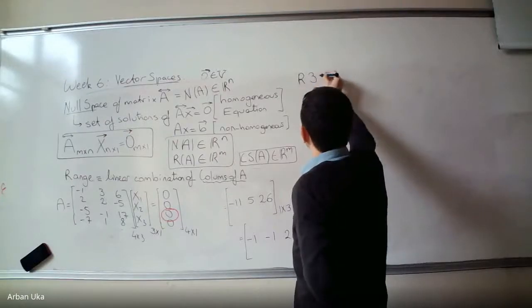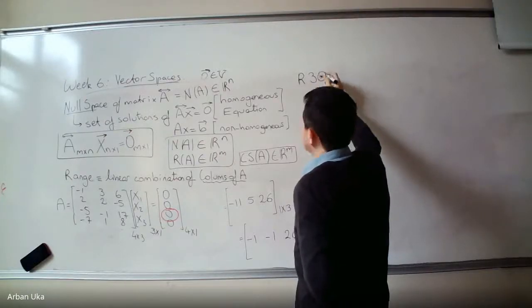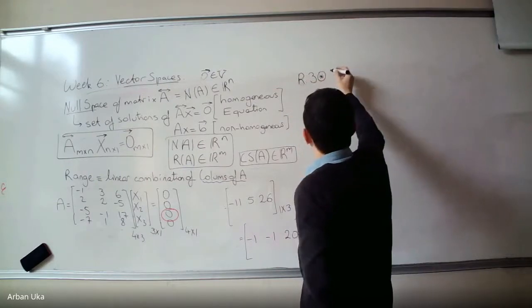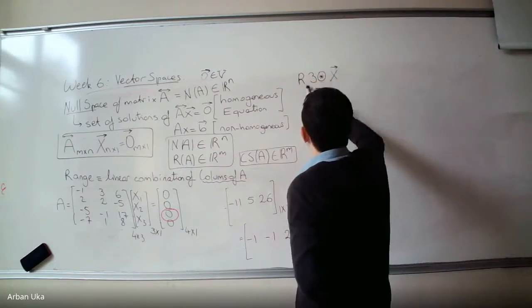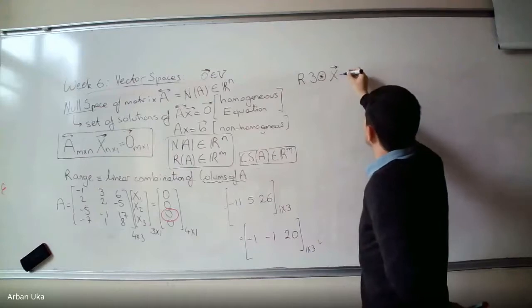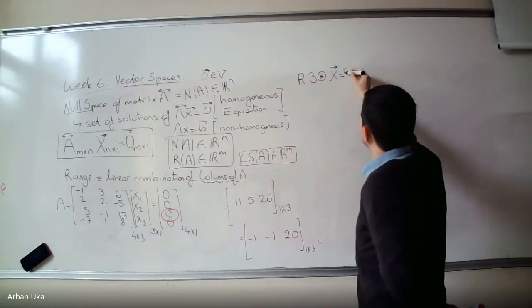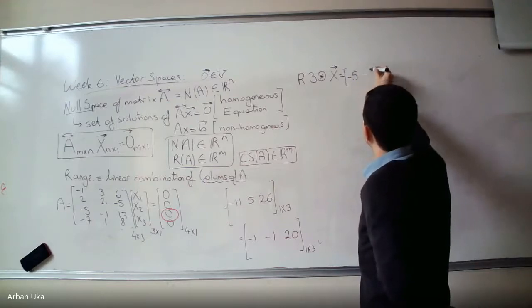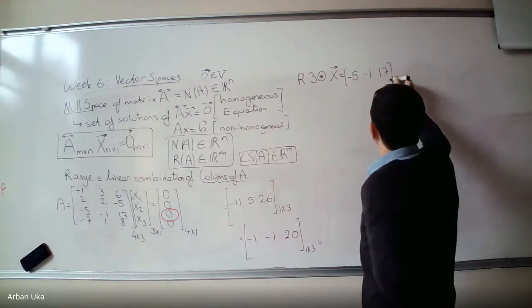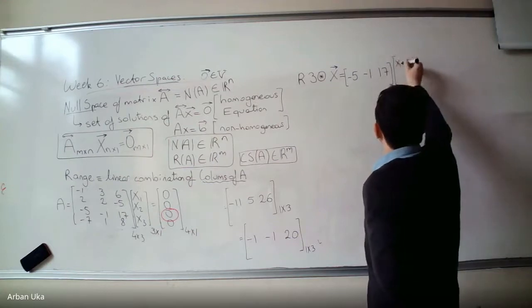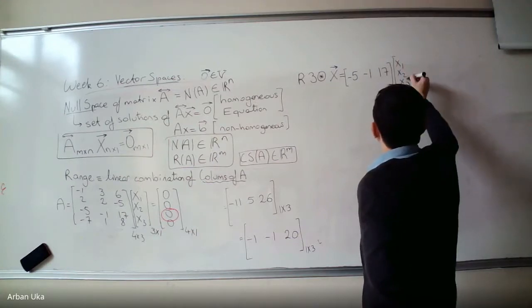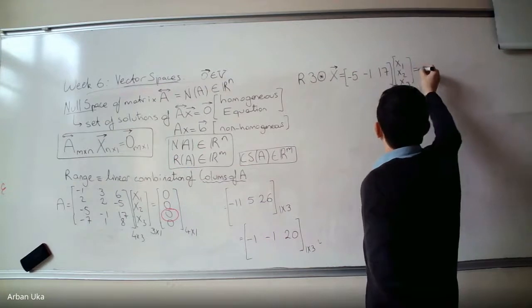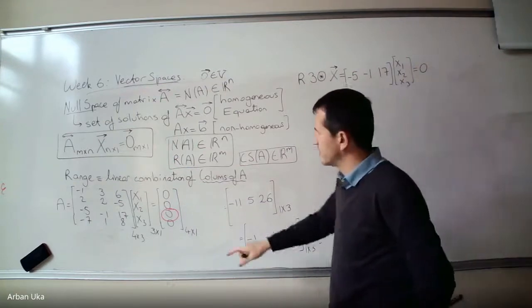The third row times the column, the x vector. Yes, row 3 times, or inner product with the vector x, okay? You are correct. Thank you for providing this information. And this is equal to, what is the third row? It's minus 5, minus 1, 17. We multiply this with x1, x2, and x3. What do we get? 0, right? This is the third 0.